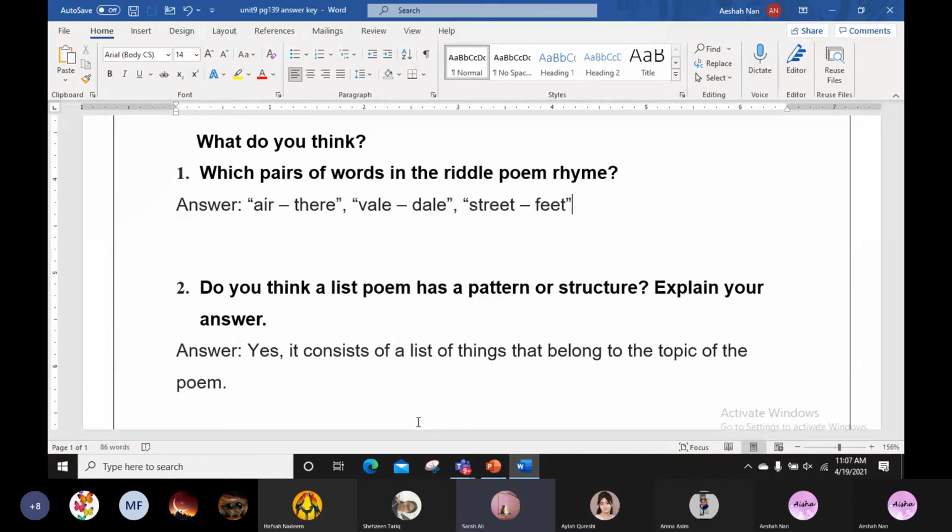Teacher, will we do part C? No, dear. Okay. And we are not going to do the third question of part B as well. Only two questions from part B. Teacher? Yes. The name of the page is Comprehension, Different Forms of Poems. Yes.